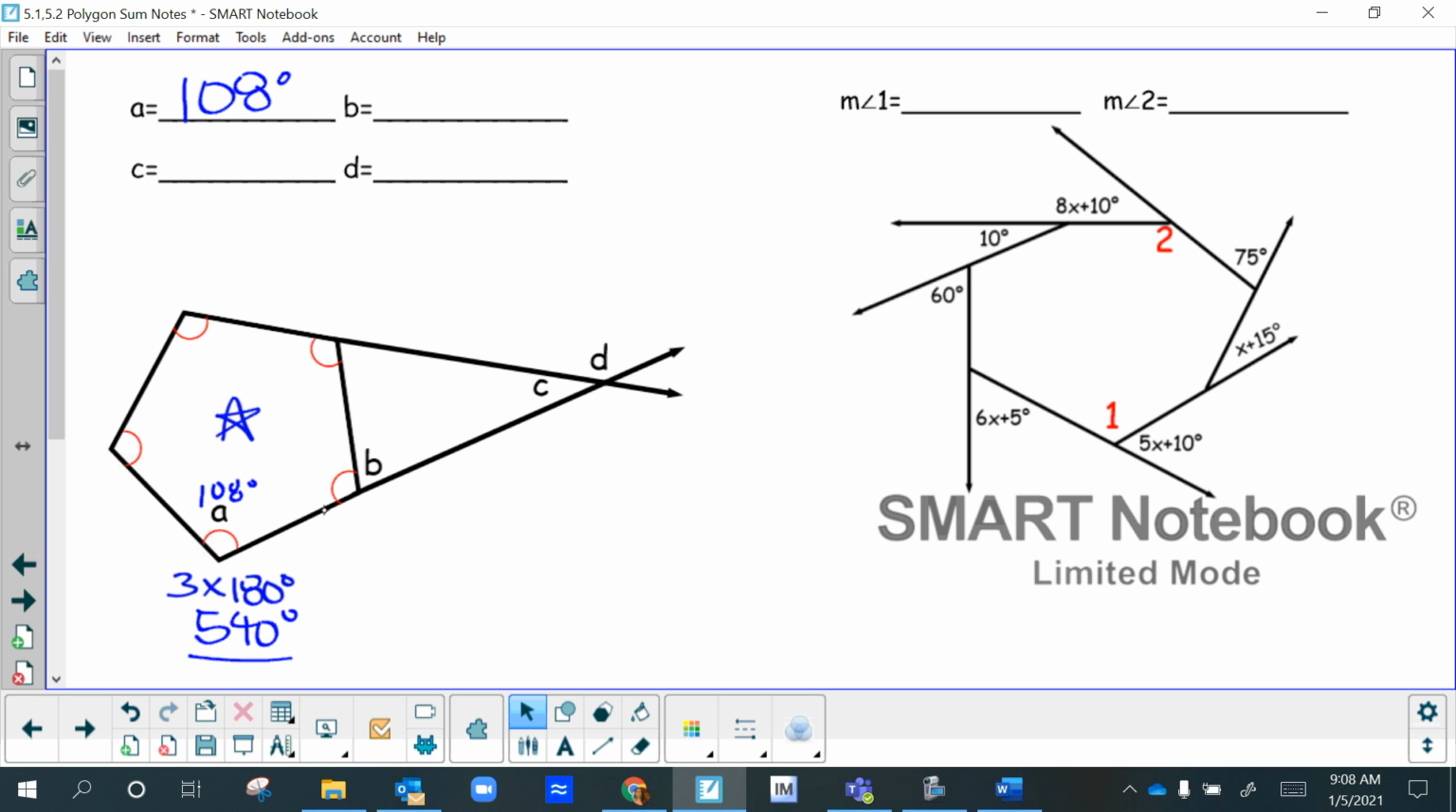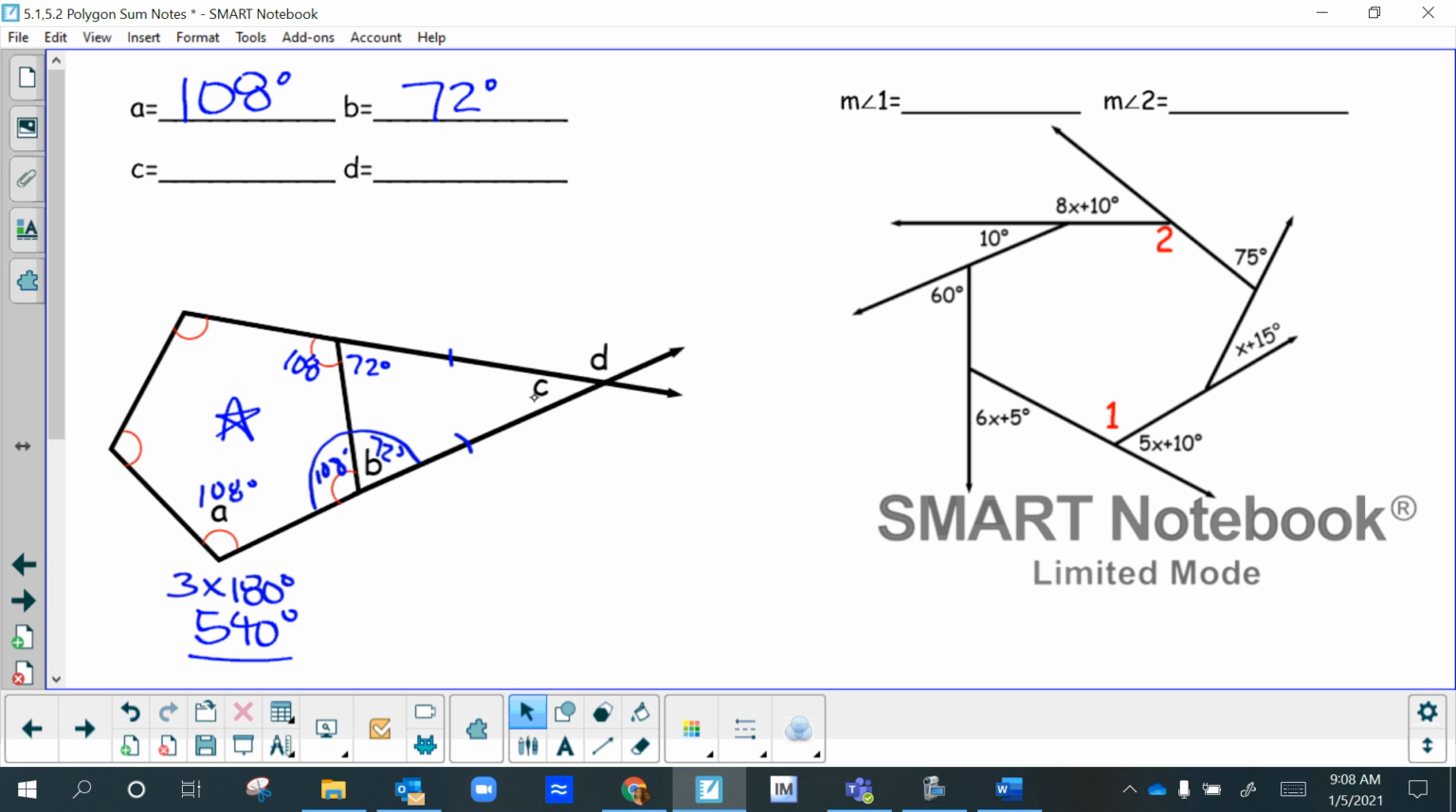To solve for B, you guys should know that this is a linear pair right here. So if this is 108, that means B must be 72. So B is 72. So how do I work my way over here? Well, over here is also 108, so that means this is 72. And so what type of triangle is this if 2 angles are equal? These are isosceles, okay? Or this one is isosceles. So that's 72 and that's 72.